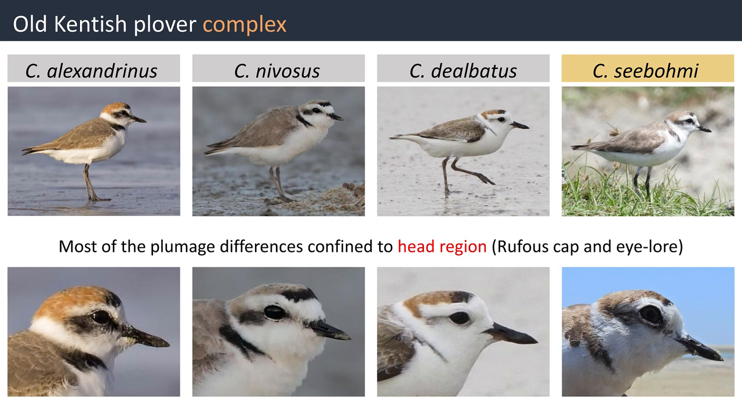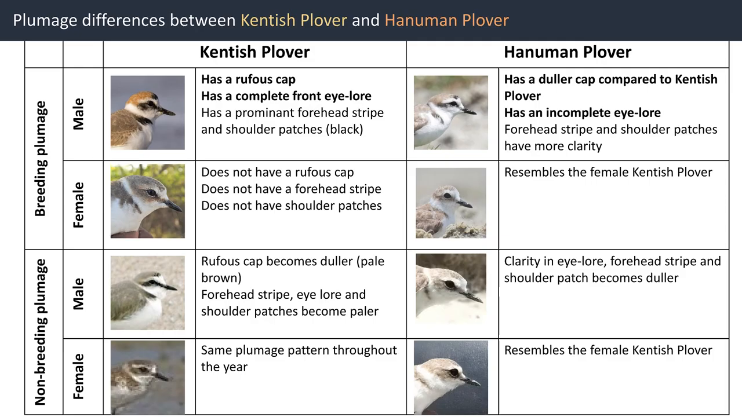I'll show you. Most of the plumage differences are confined to the head regions of these plovers. As you can see in the first two pictures, the nominal Kentish plover has a very rufous cap compared to all of these other entities. I added this slide because you might want to know what can be seen in the field, the plumage differences between the Kentish plover and the Hanuman plover.